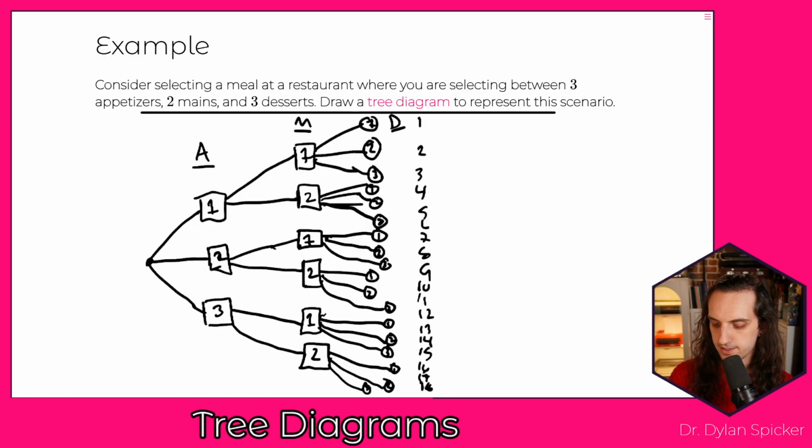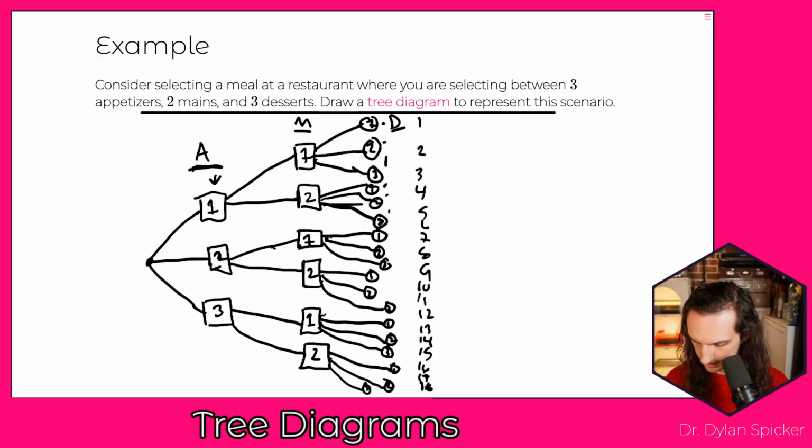But we could also, for instance, say, well, how many of these options are going to have appetizer 1, right? And so there we know, well, to have appetizer 1, we need to be on this part of the tree here. And so that's only going to be represented by these 1, 2, 3, 4, 5, 6 different options, right?